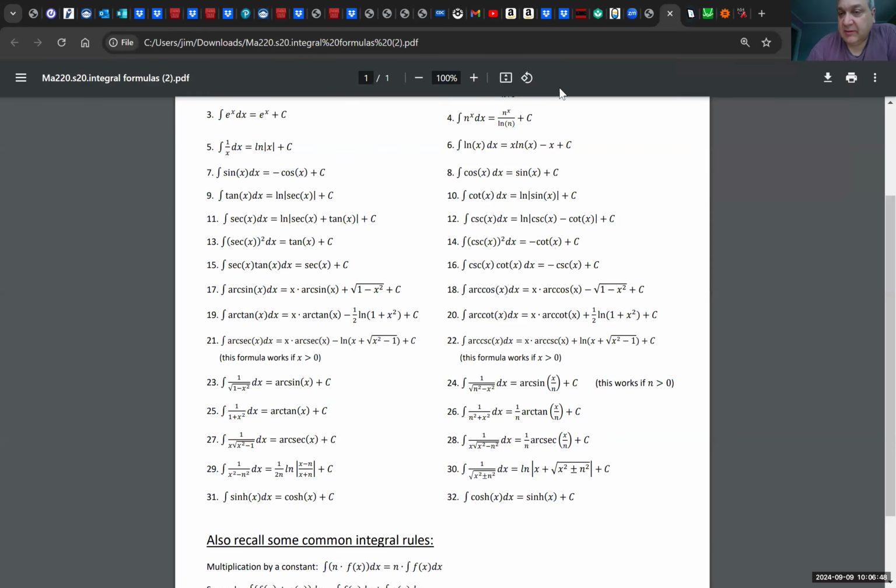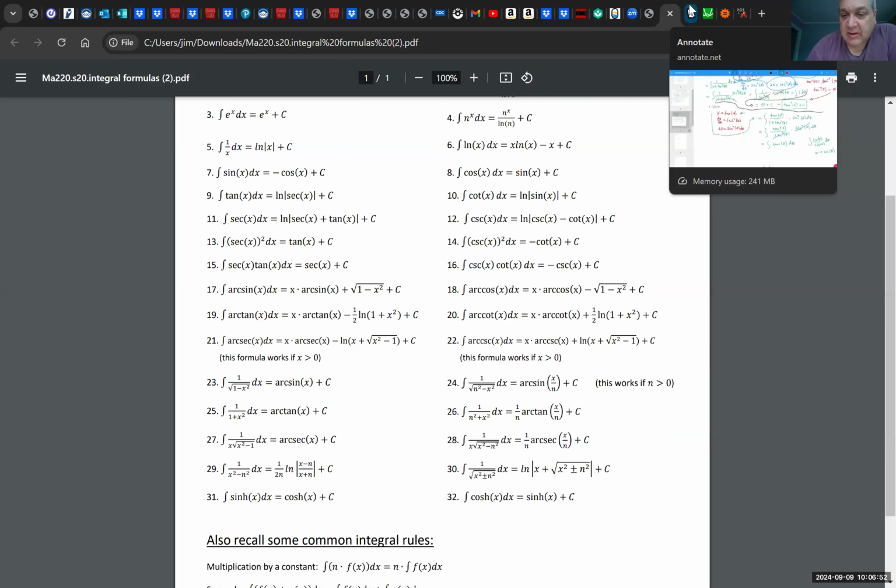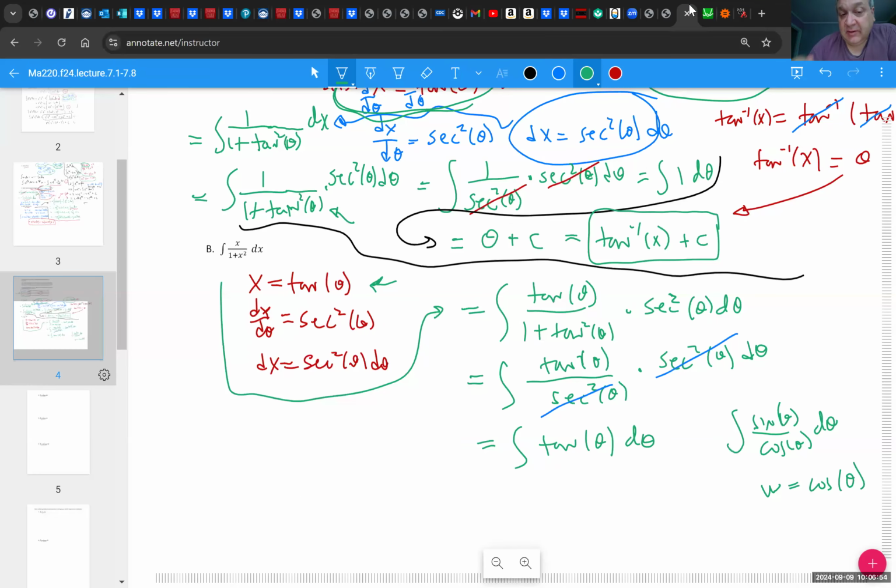But if you didn't remember this or you didn't recognize it, you could still do it just using a normal substitution. So this integral is simpler than the original one. The original one was x over 1 plus x squared dx. And this one is just tangent theta, which is literally on our list. All right, so the integral of tangent is ln of secant theta plus our magical c.